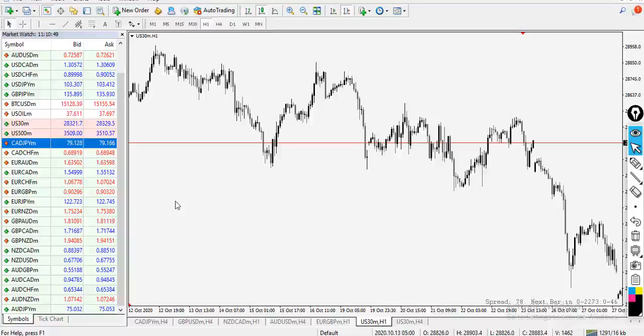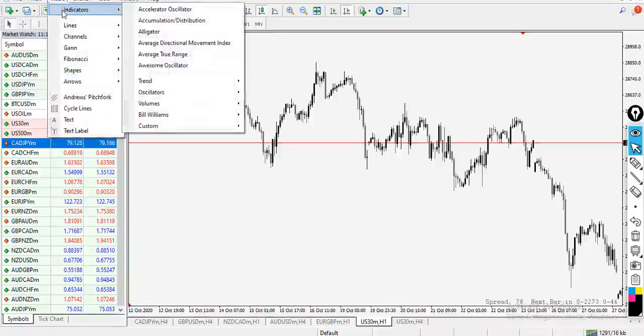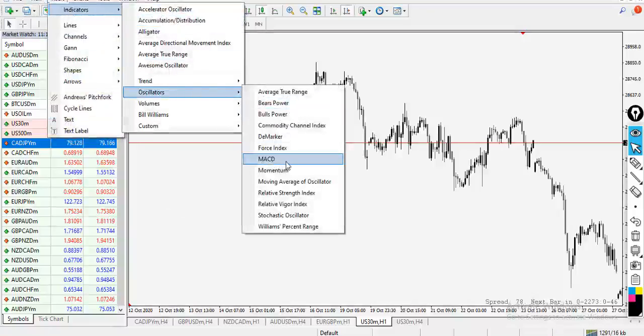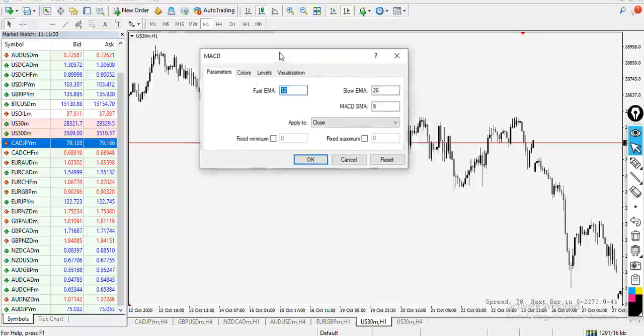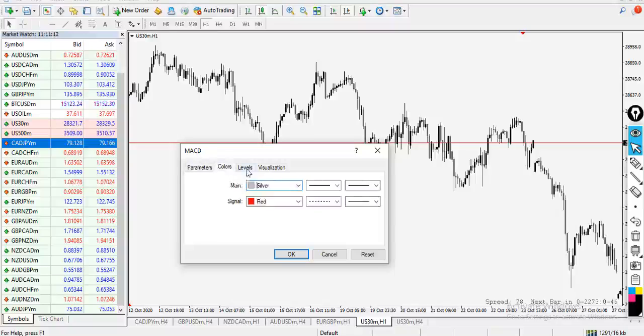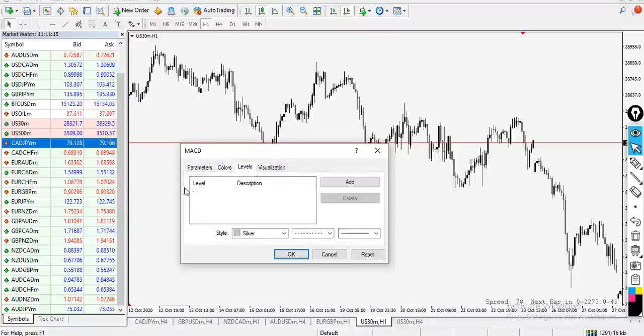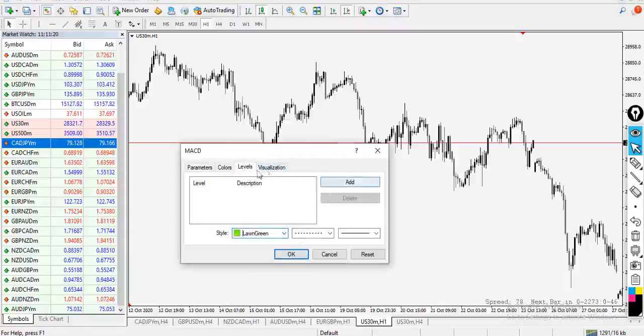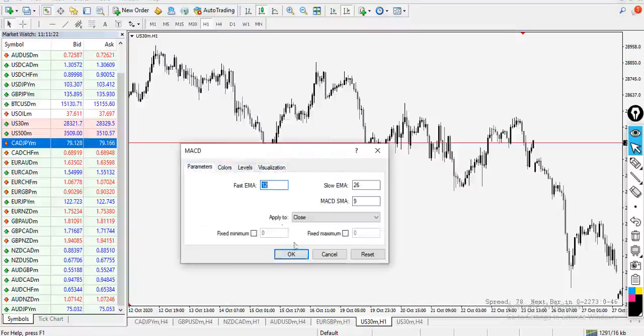So let's go to our chart and see how to input a MACD. Come to indicators and then come to oscillators, and you see MACD. Remember, it stands for moving average convergence divergence. These are the parameters we saw the other time: 12 EMA, 26 EMA, and the 9, which is the difference between the fast and the slow EMA. And we have colors, we have levels. Let's make this any color we like for now. Green, and let's leave the rest by default and hit OK and see what we'll get.